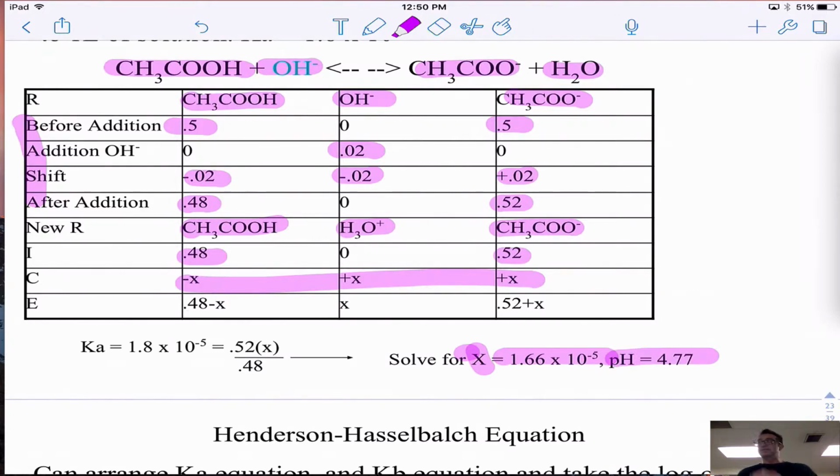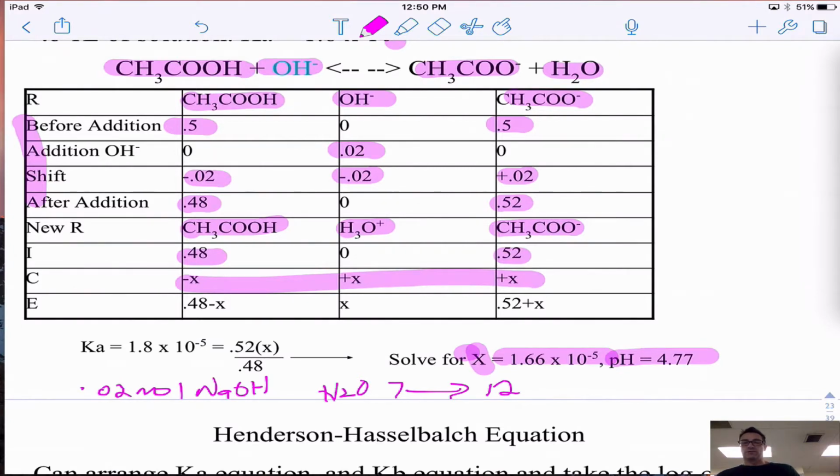So again, look at the pH. It went up a little bit, to 4.77, but that was only a tiny little bit. Again, just to look at this, if I had 0.02 moles of NaOH, the pH of water would go from 7 up to a little bit over 12. That is, again, a 100,000-fold change in pH if there's no buffer there.